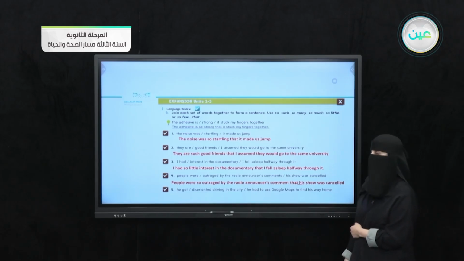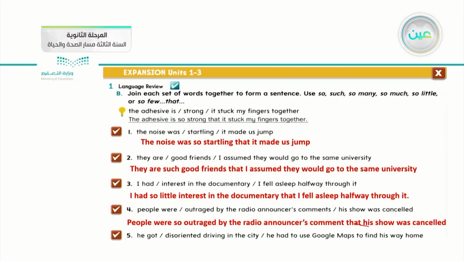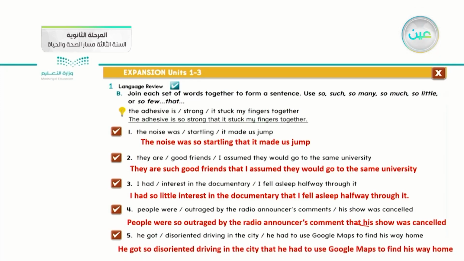And the last point in our question is: he got disoriented driving in the city. He had to use Google Maps to find his way home. How can I apply these expressions? We can say he got so disoriented driving in the city. Okay, this is the cause. And what is the effect of it? That he had to use Google Maps to find his way home.